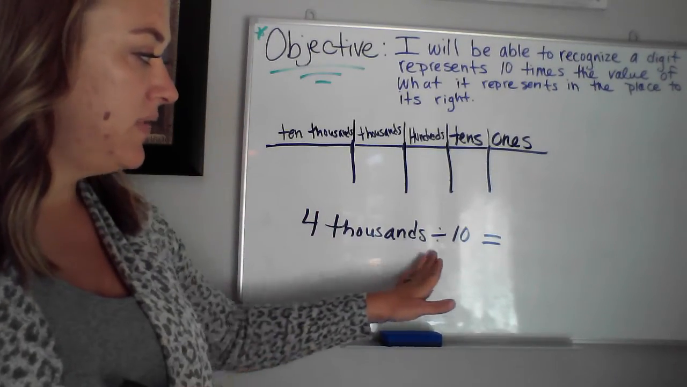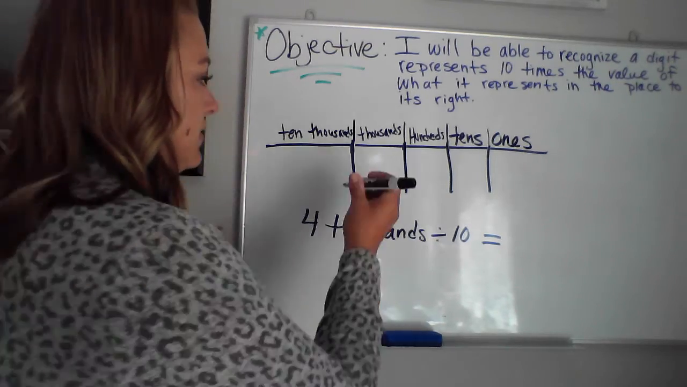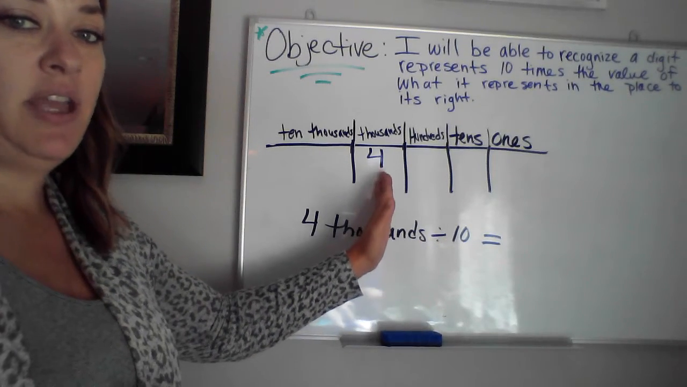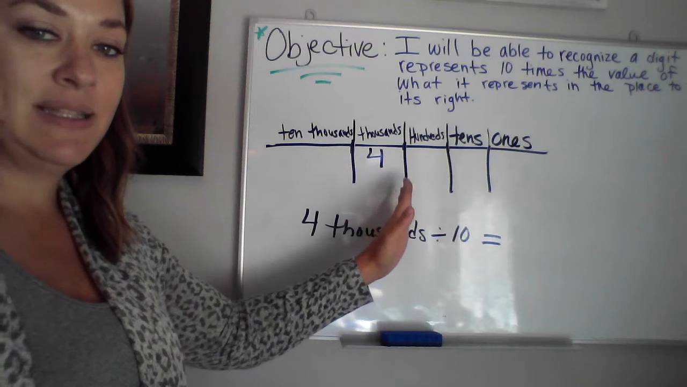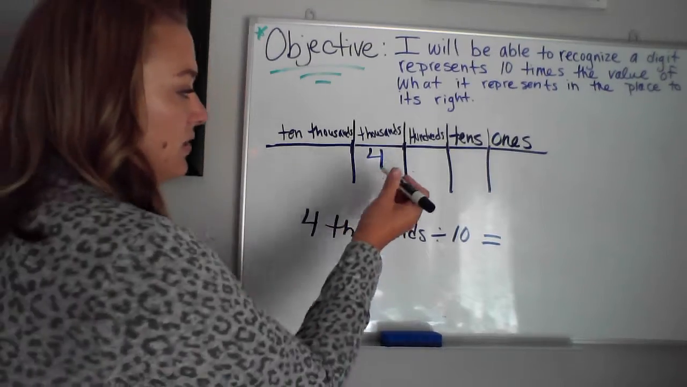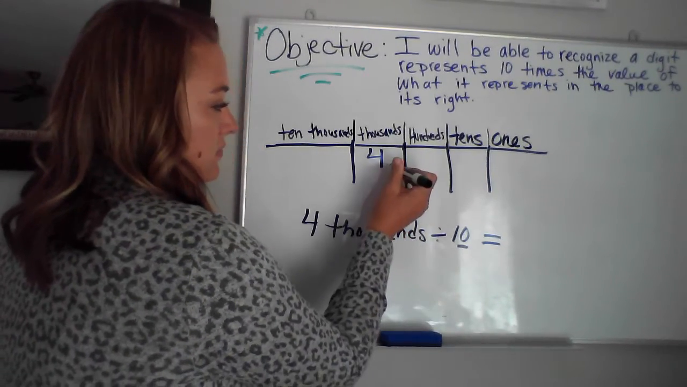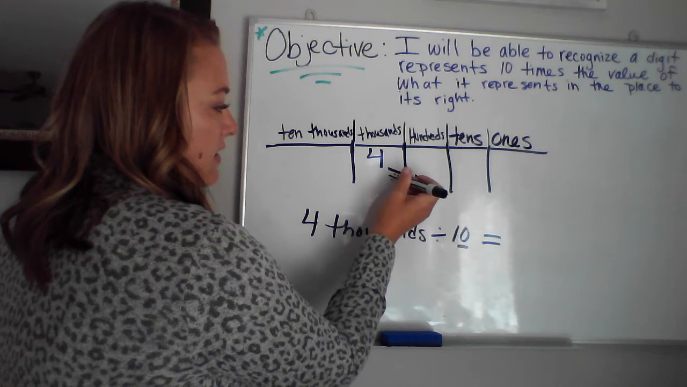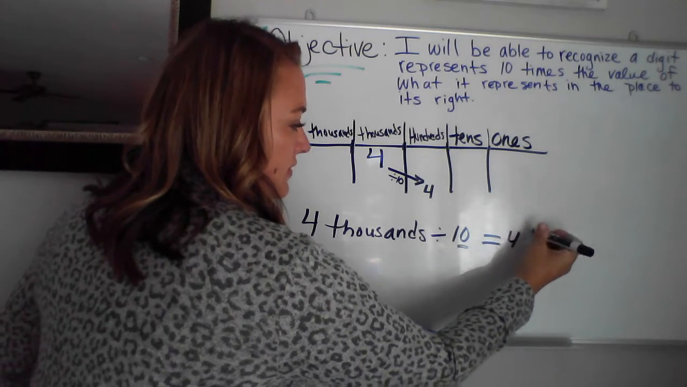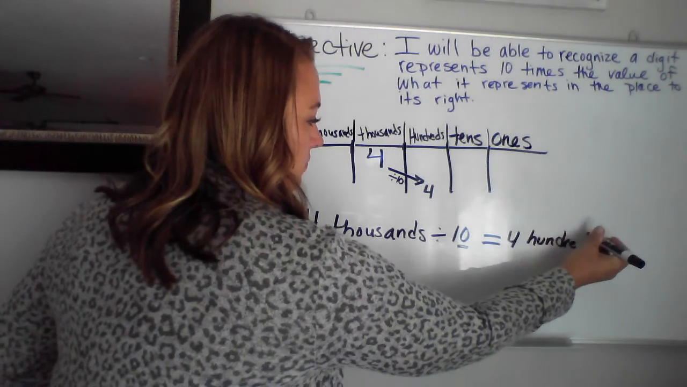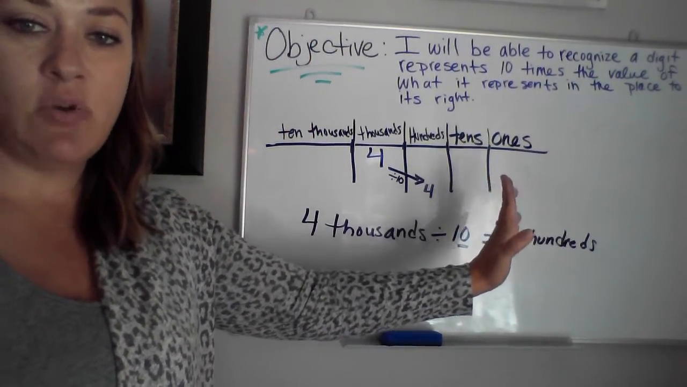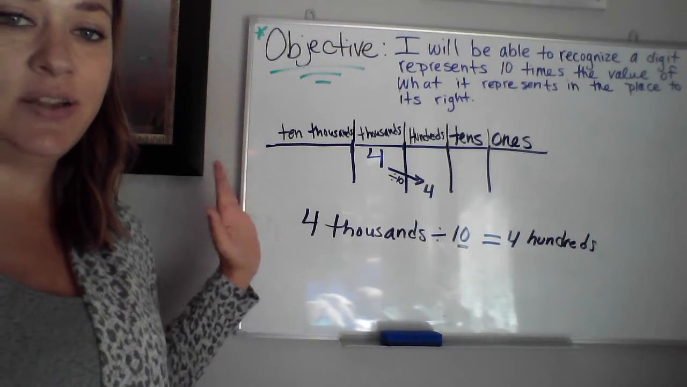So 4,000s divided by 10. Well, I know I have 4,000s. And if I'm dividing, I'm breaking that apart. I'm breaking that into smaller groups, so my number is going to get smaller. So 4,000s divided by 10, I'm moving to the right 1 place value. And I'm dividing by 10. So 4,000s divided by 10 is going to give me 400s. Okay, moving to the right, we're dividing, we're getting smaller. Moving to the left, we're multiplying and getting larger.